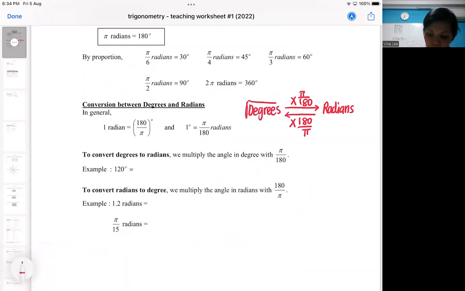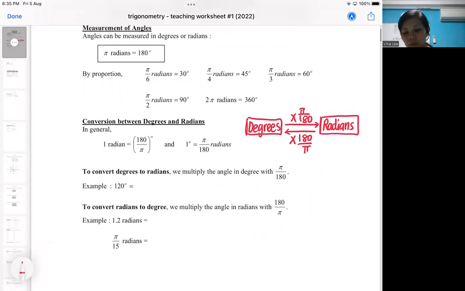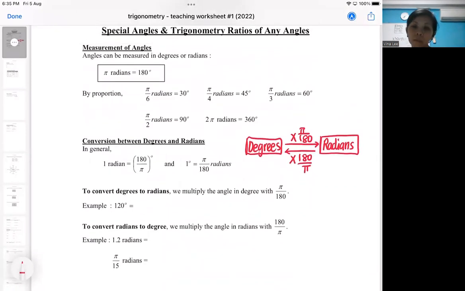Essentially, there's no need to convert. If the question presents to you in degrees, you do it in degree mode. If the question presents to you in radians, you do it in radian mode. So actually, there shouldn't be a need to convert, but if you want to, this is just as a backup.